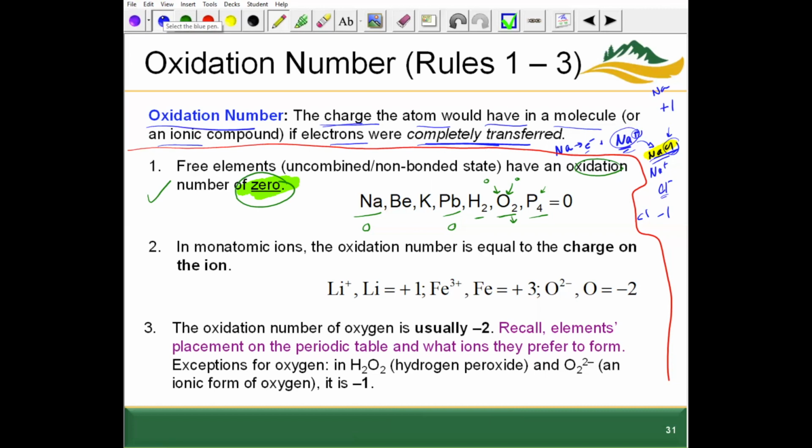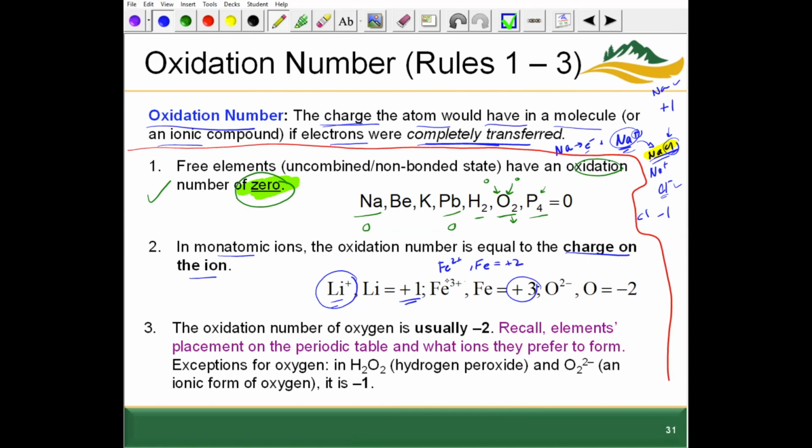Now for monatomic ions, we looked at sodium and chloride as an example. We can also look at other monatomic ions where the oxidation number in monatomic ions is equal to the charge on the ion. Lithium is an alkali metal. It forms +1 ions. Therefore, its oxidation number is +1. Iron can either be Fe2+ or Fe3+. If it's Fe3+, its oxidation number is +3. For Fe2+, its oxidation number is +2.